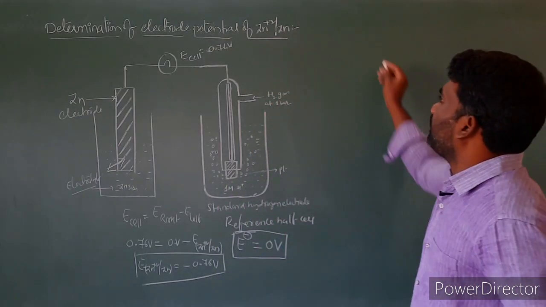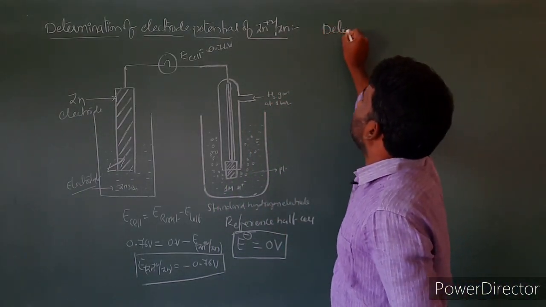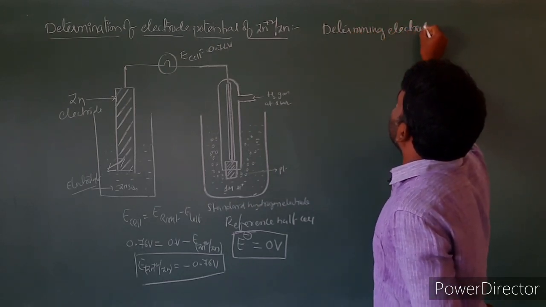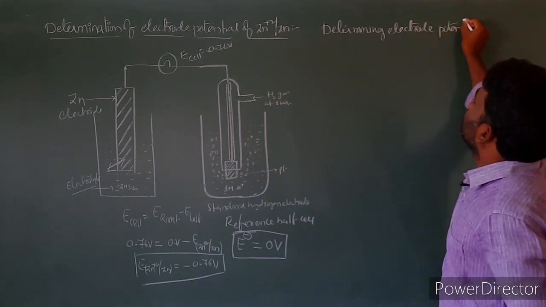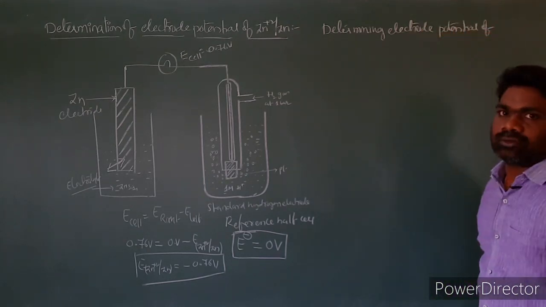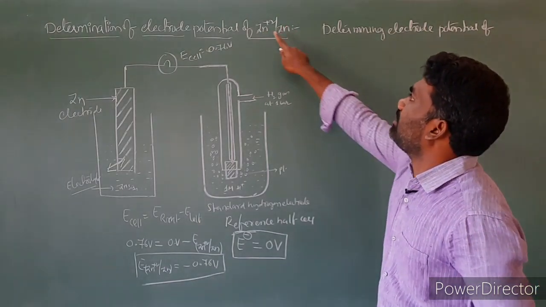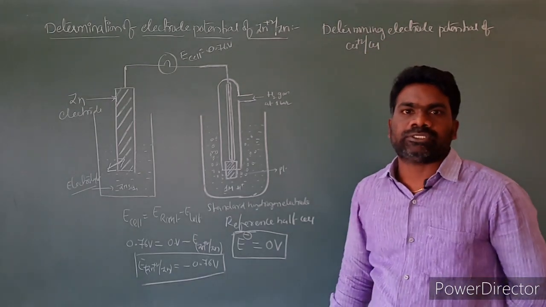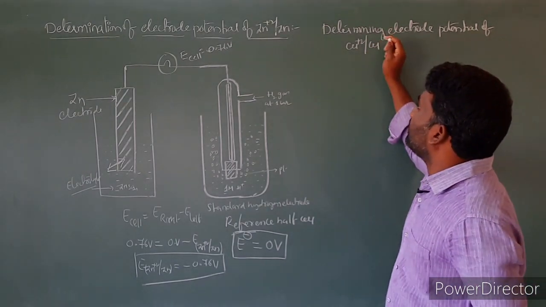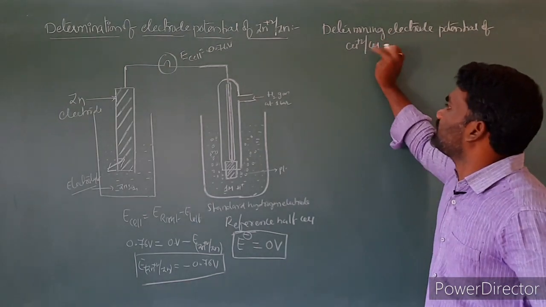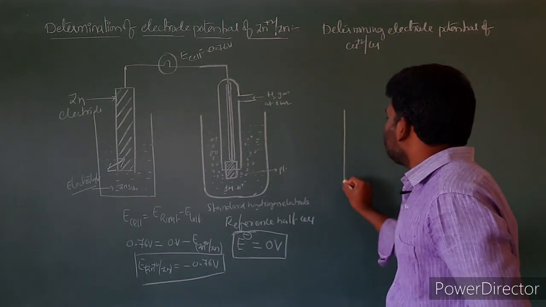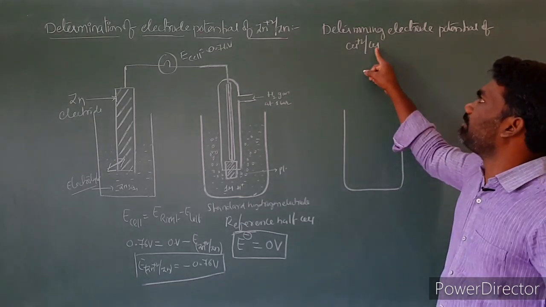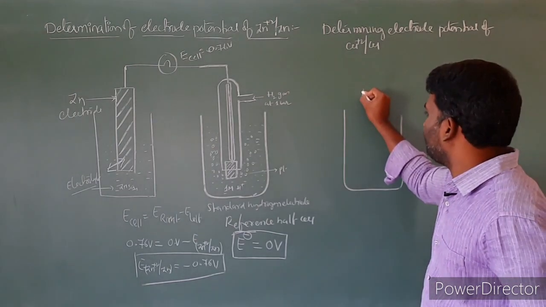Let us take one more example for better understanding: determining the electrode potential of, instead of Zn plus 2 by Zn, Cu plus 2 by Cu. Now let us see how to determine the electrode potential of Cu plus 2 by Cu. To determine it, I take a copper rod dipped in a copper sulfate solution. So I took a half cell.